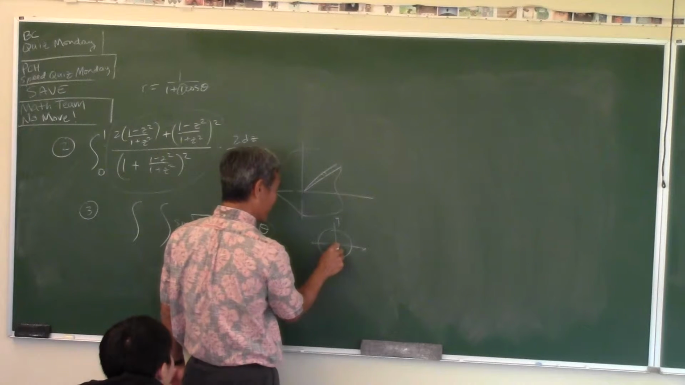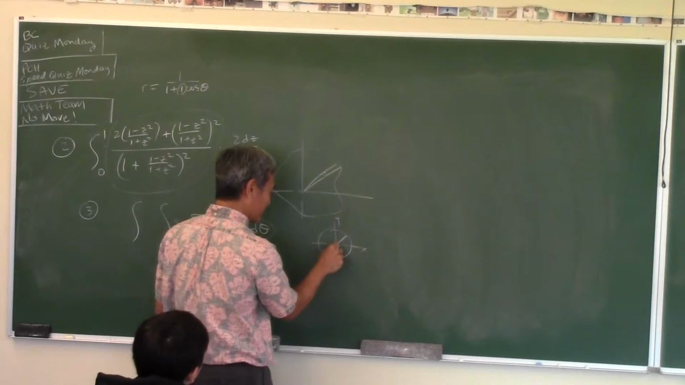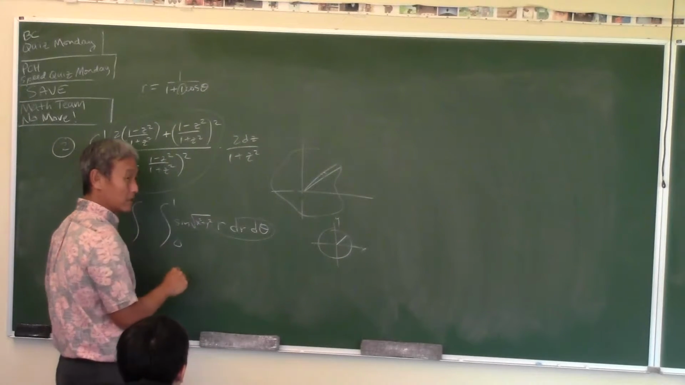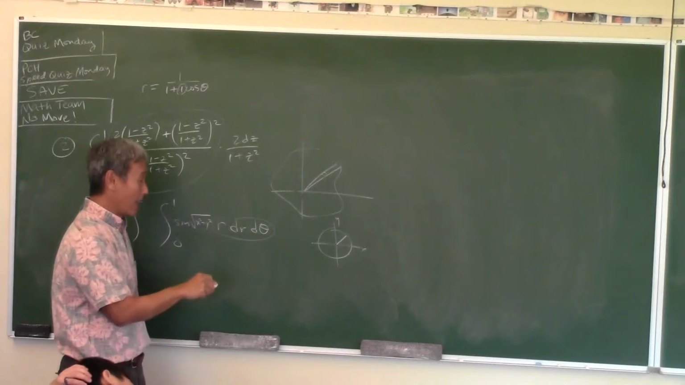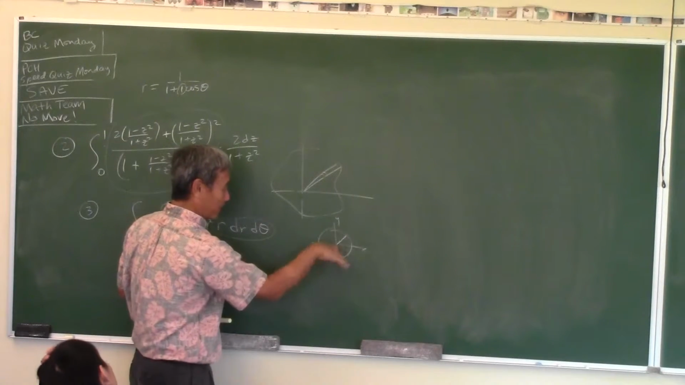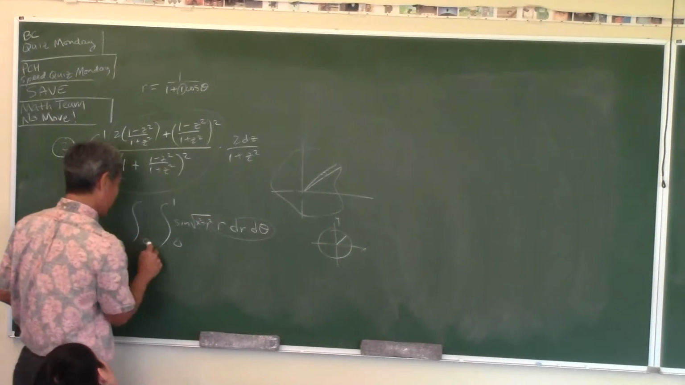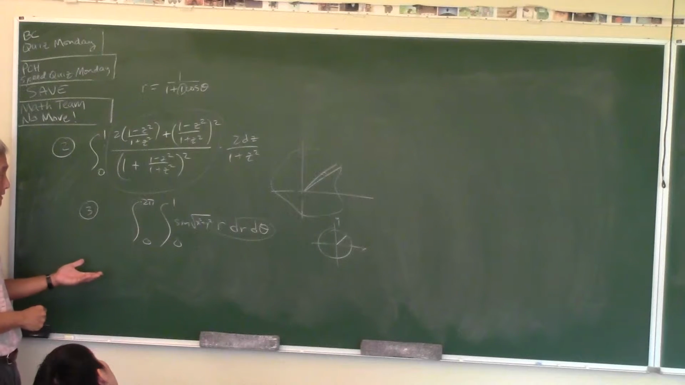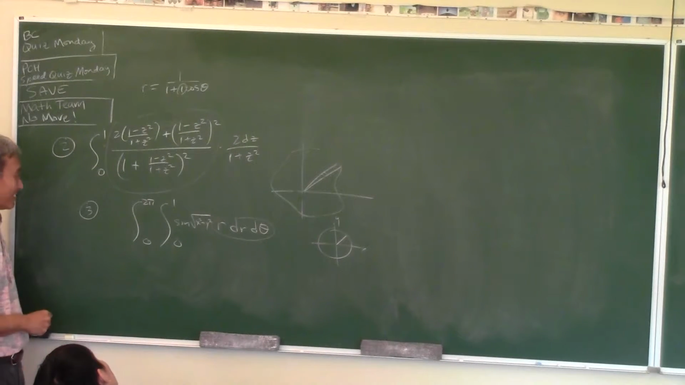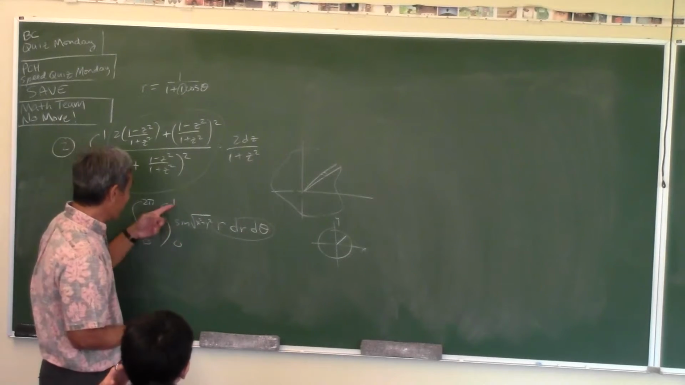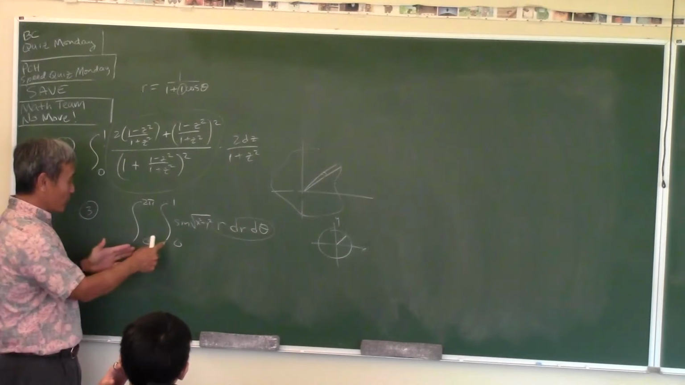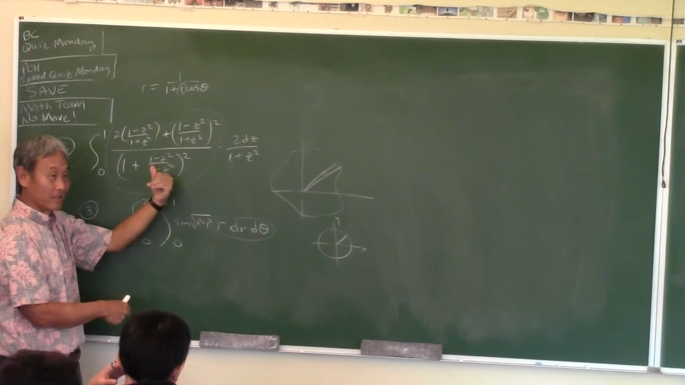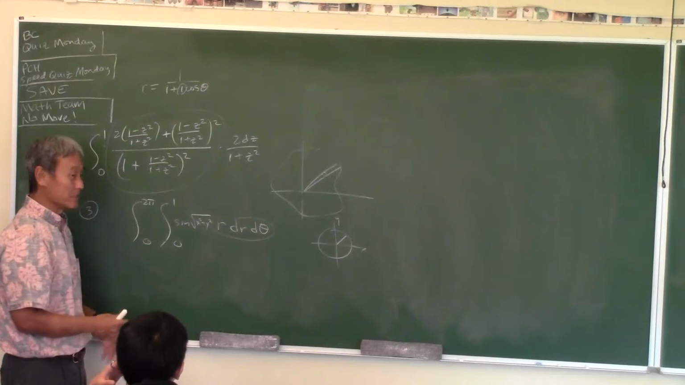So r goes from 0 to 1, because it's always 1, right? And theta goes from 0 to 2 pi. So it's actually really easy in this problem. You know why? Because both are constant. Usually one of them is going to have variables in it, like the first problem we had. But they're both constants now, so it's easy to compute.